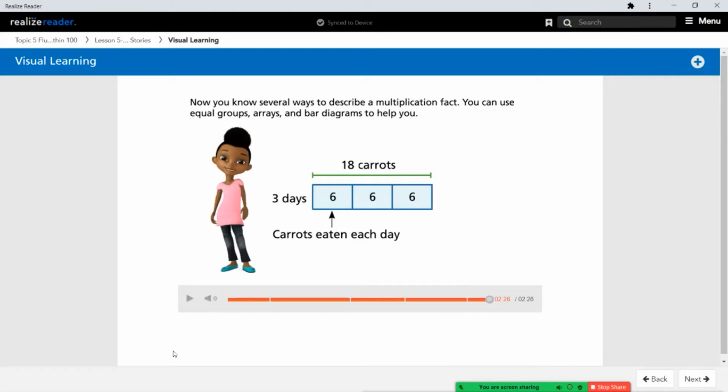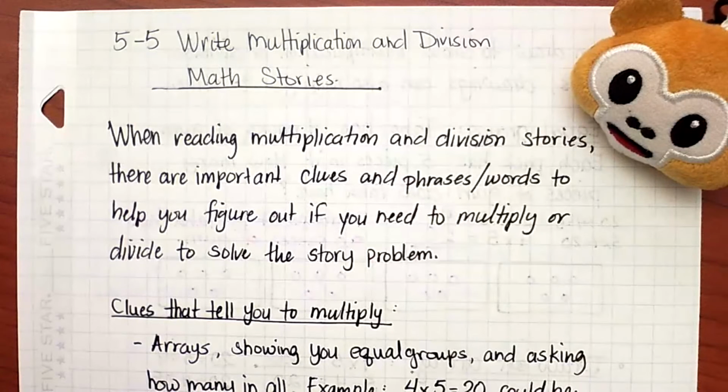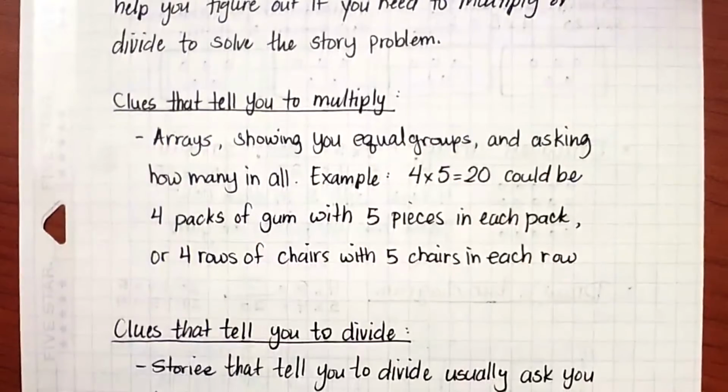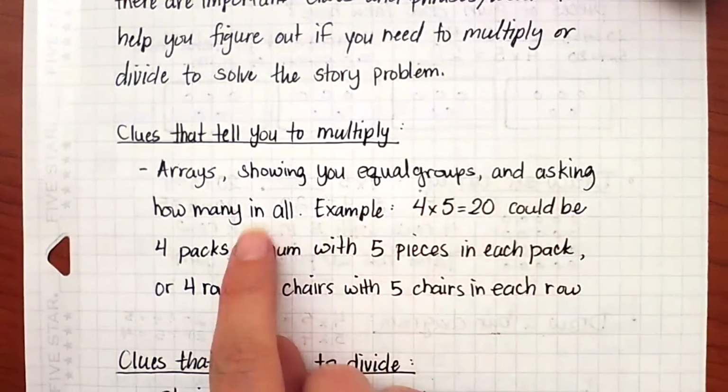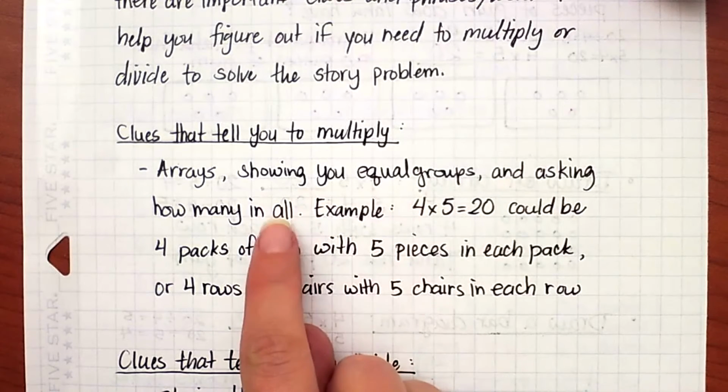All right, let's go ahead and take a look at our notes for this lesson before we get into our guided practice. Now, the title of our lesson, 5-5, write multiplication and division math stories. So when you're reading multiplication and division stories, there are important clues that they leave in there, clues and phrases or words that are used to help you figure out if you need to multiply or divide to solve your story problem. Now, some clues that you have to multiply is when they have arrays showing equal groups. If they're asking how many in all, these are clues that tell you to multiply.